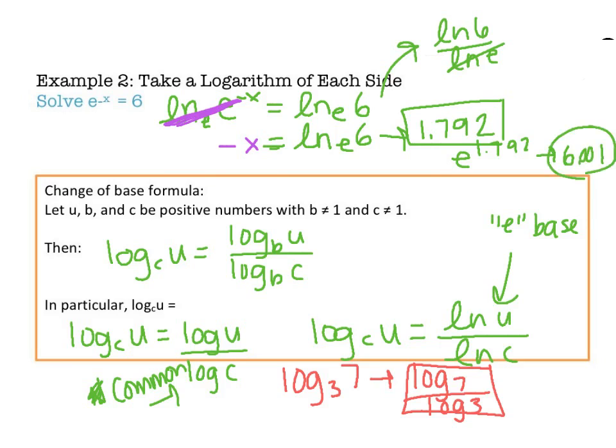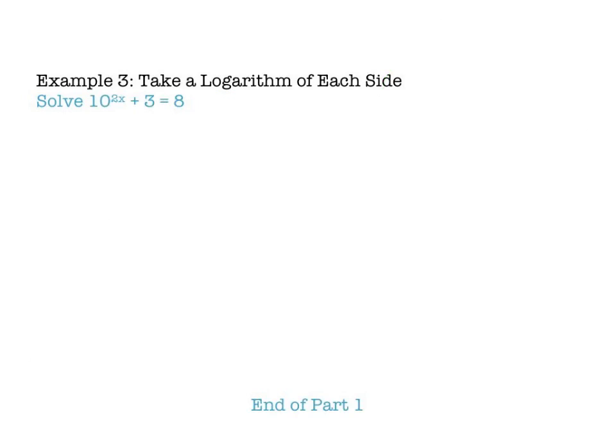All right, let's look at one more example of taking a logarithm of each side. So in this problem, I have 10 to the 2x power plus 3 is equal to 8. This time and any time that I can simplify a little bit before I get started, I want to do that. So what I mean by that is I want to start by subtracting the 3 from each side. And now I have 10 to the 2x power is equal to 5.